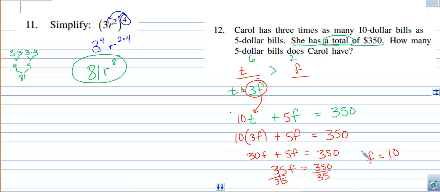And what did F stand for? That was our number of fives. What did it ask for? How many fives does she have? She has 10 $5 bills.